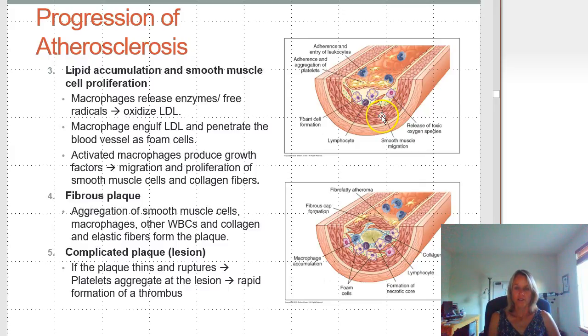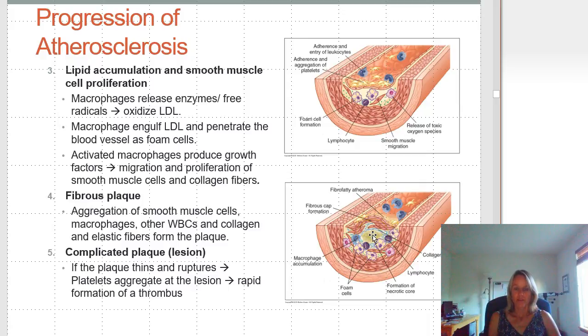So that causes the development of a fibrous plaque. We have an aggregation of smooth muscle cells, macrophages, collagen, and elastic fibers that forms the plaque over this pool of lipid. And you can see how, as this builds up, this is going to cause narrowing of the artery. If this was in the coronary arteries, this could lead to angina when there's increased demand of the tissue for oxygen, such as with exercise.